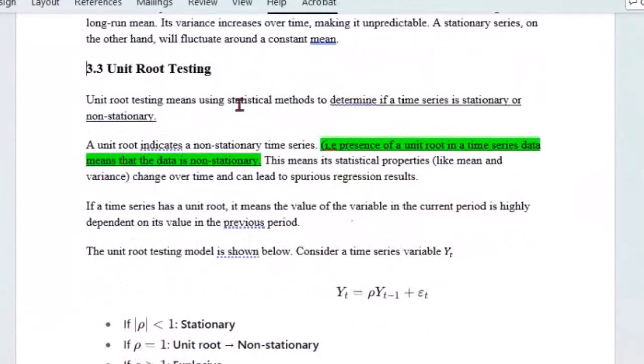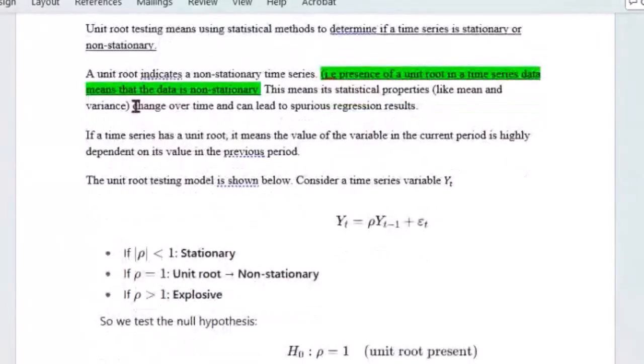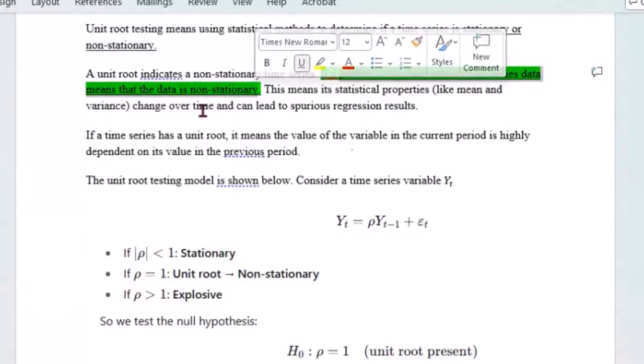Unit root testing means using a statistical method to determine if a time series is stationary or not. So what we are testing is: is this data stationary? Is this data not stationary? A unit root indicates a non-stationary time series. That is, the presence of a unit root in time series data means that the data is non-stationary.